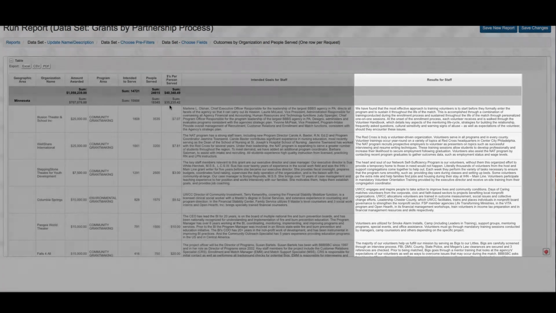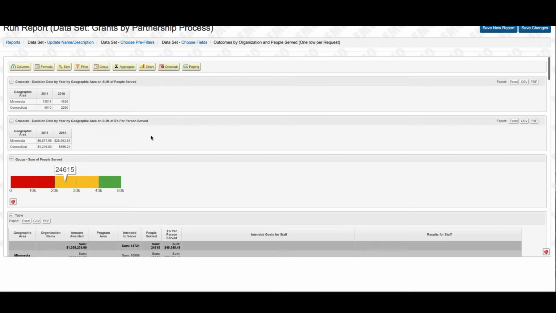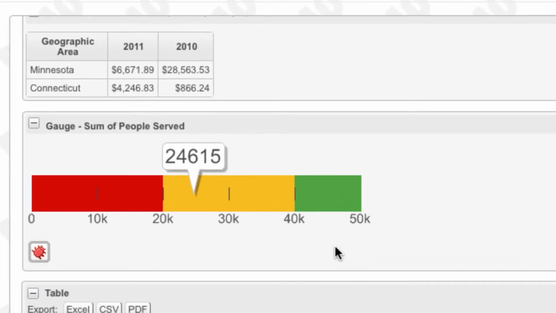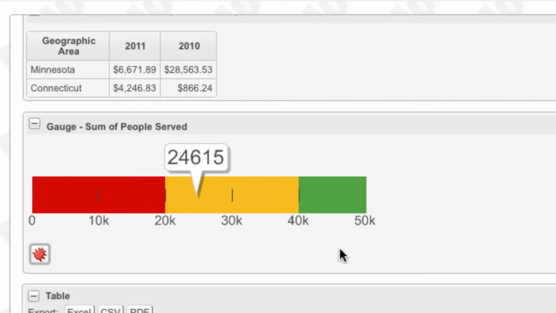You can track qualitative and quantitative data in the system. Above that, I wanted some summary information. So by geographic area, and the years that we've awarded, how many people did we serve in those geographic areas? Also, how much money was used on average per person? And then as a foundation, our goal is to serve between 40 and 50,000 people. Today, my applicants are telling me they've served 24,615.